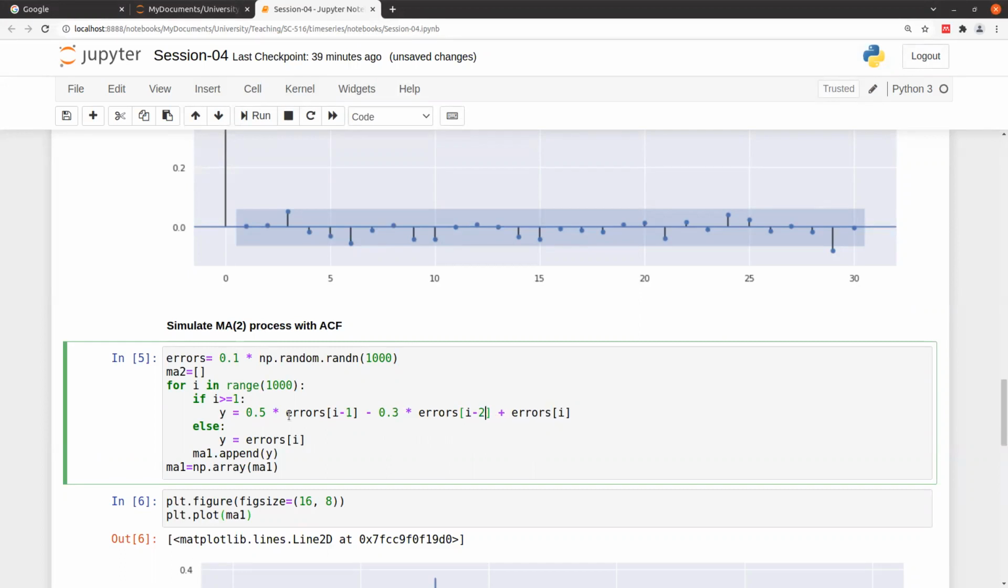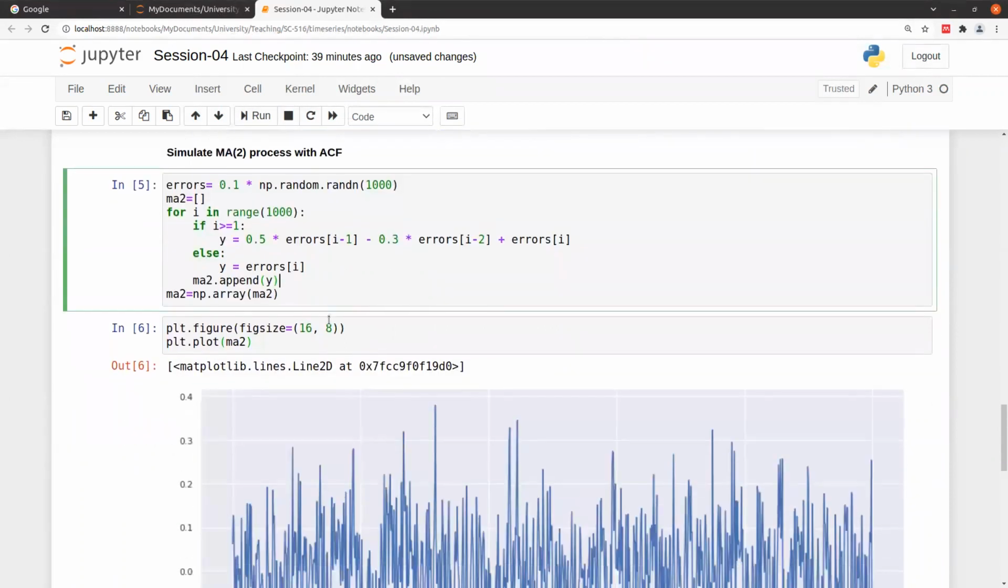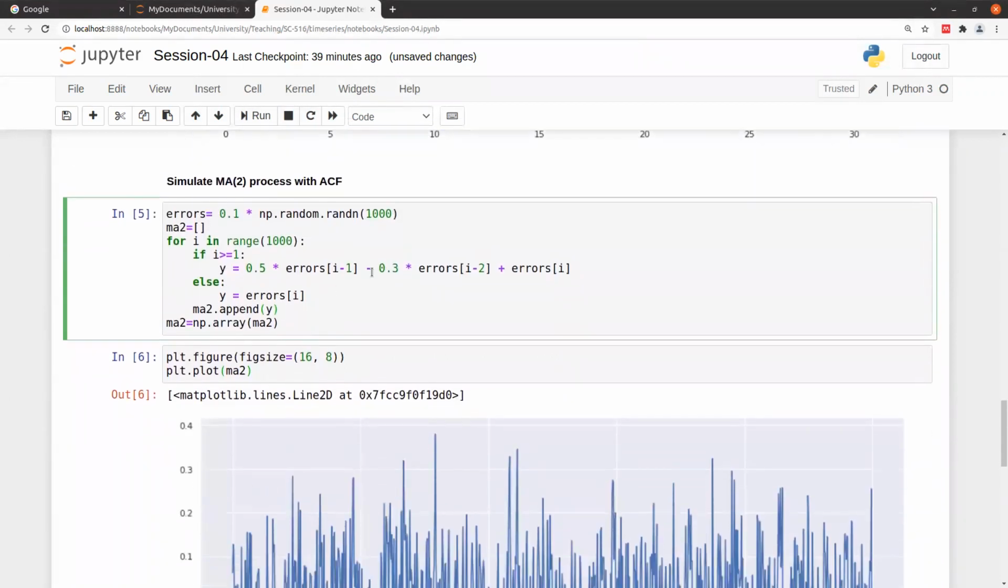What else do we want to change? This should be 2. This should be 2. This should be MA2. This should be MA2. Right. Good. Is that fine? Okay. Let's set it to MA2. Okay. Right. Let's try.